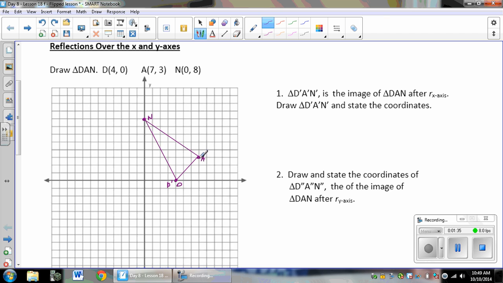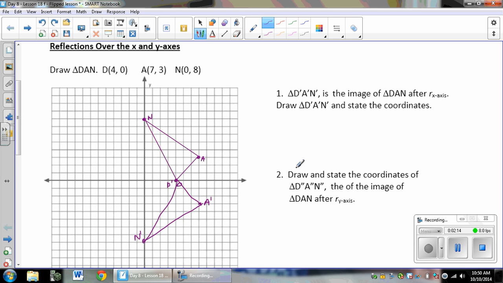Now A flipped over the x-axis, I'm going to count to the x-axis, and then I'm going to count away from the x-axis. So 1, 2, 3, 1, 2, 3. There's A prime. And then if I do N, N was 8 up, so I need to go 8 down. 1, 2, 3, 4, 5, 6, 7, 8. So there's D prime, A prime, N prime. And if I were to connect A and A prime, wouldn't they be perpendicular to the line of reflection? They absolutely would. So if I connect these with as straight of a line as I can draw here, there's D prime, A prime, N prime.